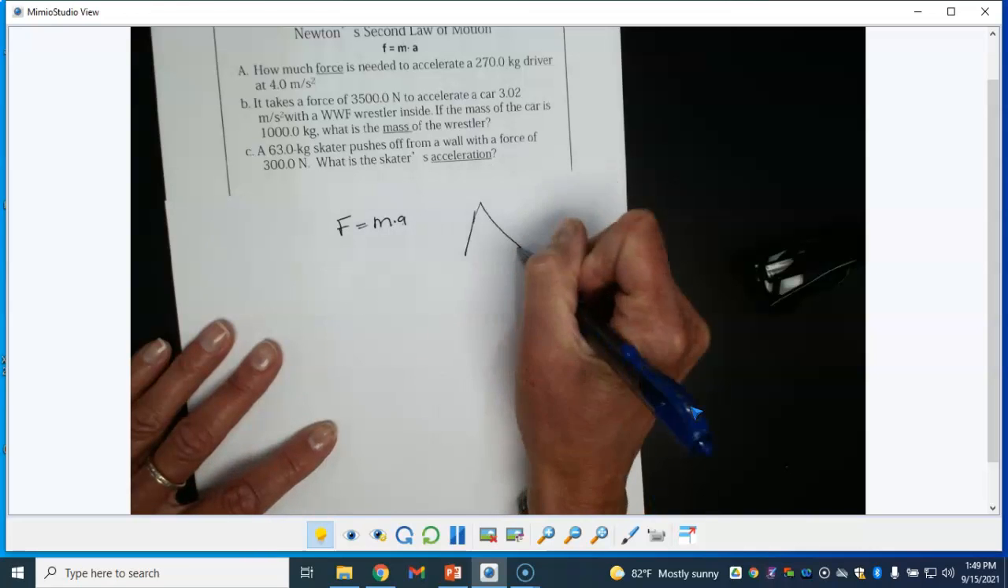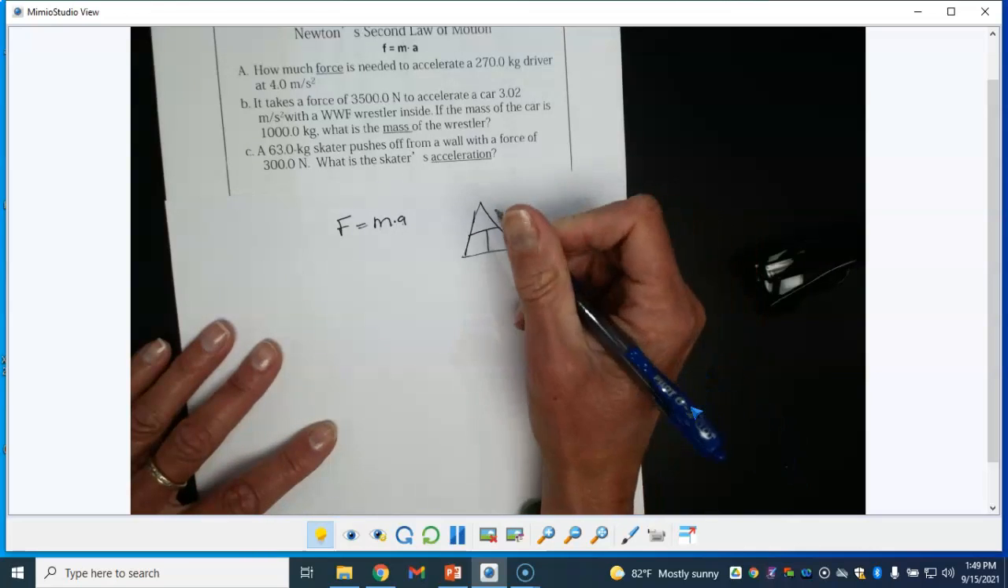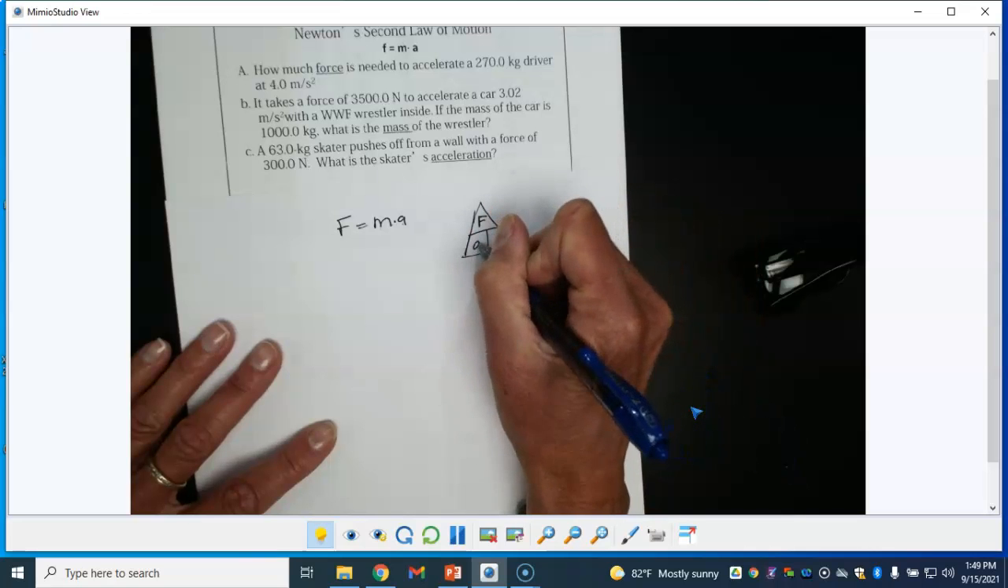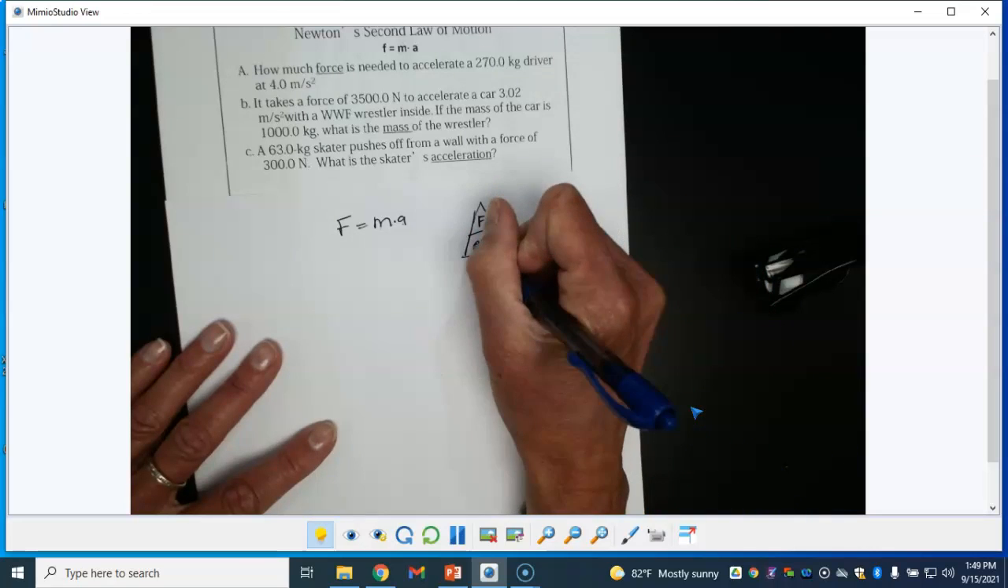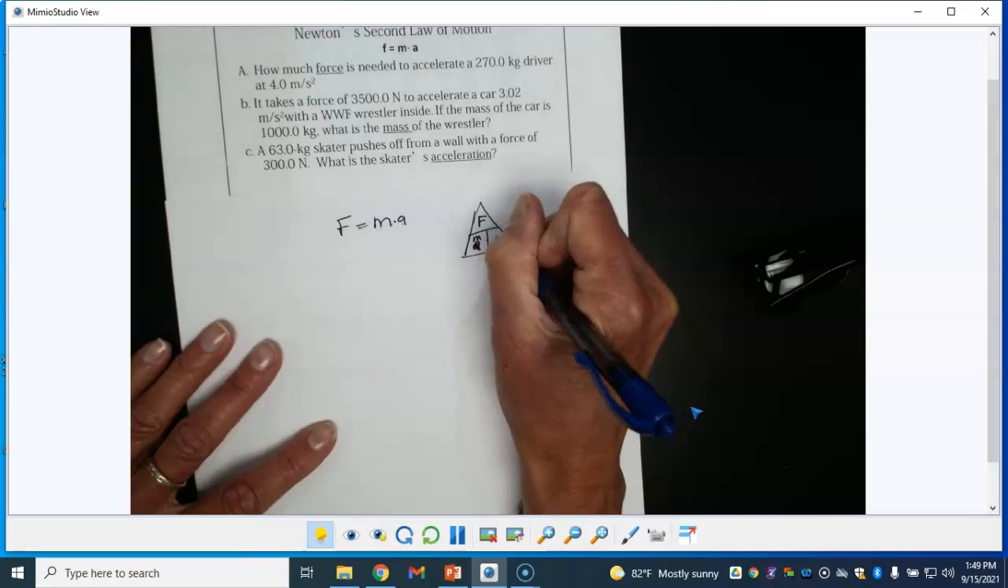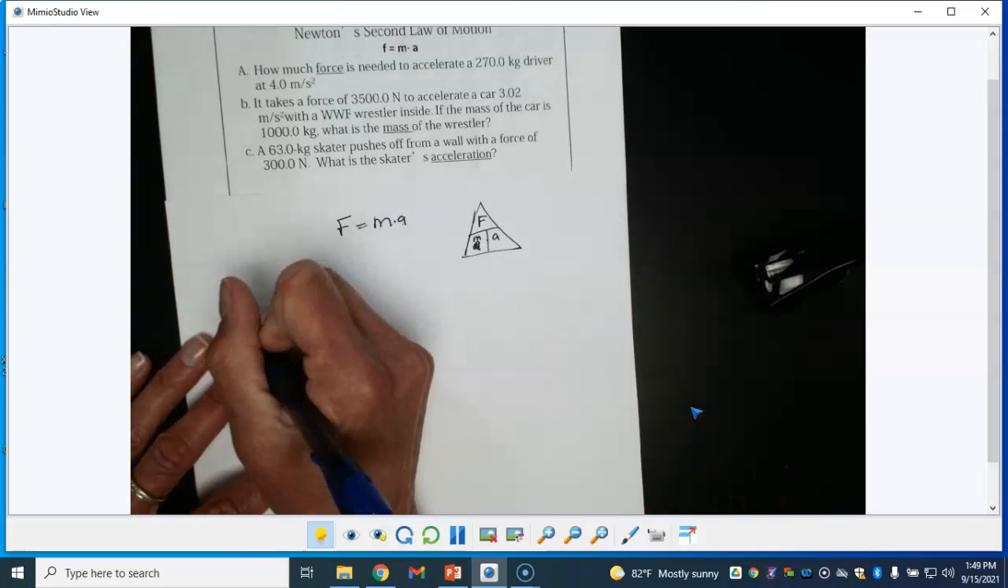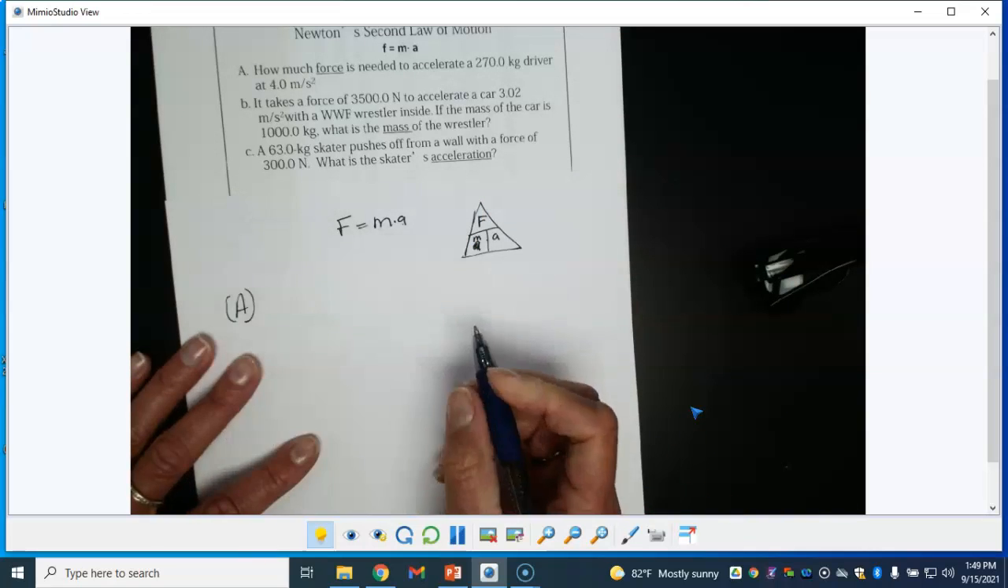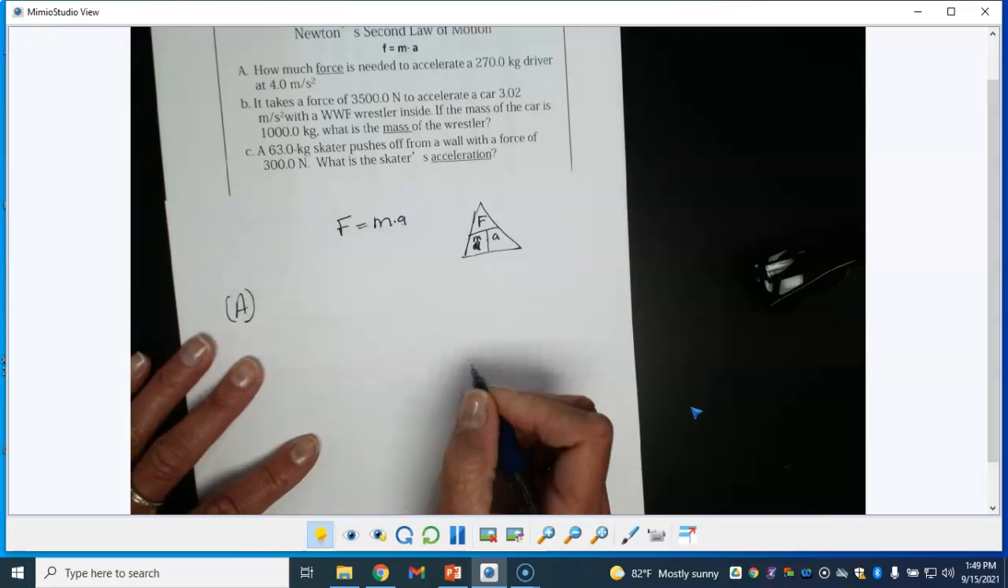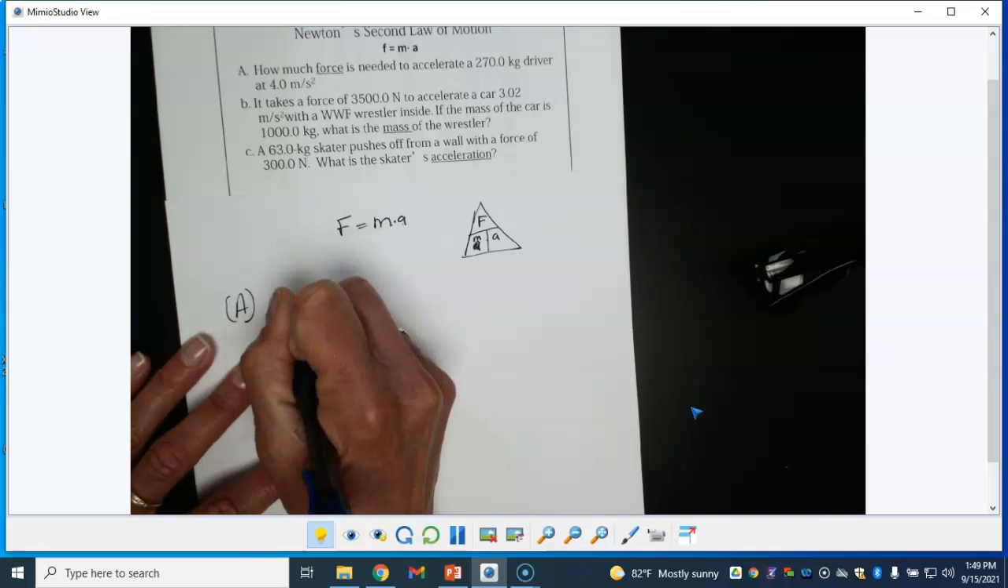We can put this into a triangle. So force is equal to mass times acceleration. Okay, so letter A is pretty straightforward. We are solving for force.